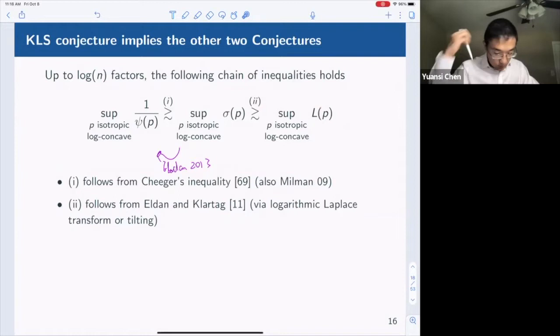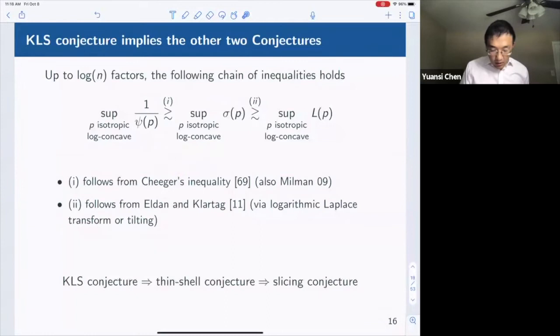It was proved by Eldan and Klartag in 2011, and the proof technique uses this logarithmic Laplace transform, where you tilt the measure, exponential tilting. It's a very nice proof technique. Klartag is very good at this, and maybe you can talk a few words in the end. So the KLS conjecture implies the thin shell conjecture, which implies the slicing conjecture. That's why many people focus on the thin shell conjecture and also on the KLS conjecture.